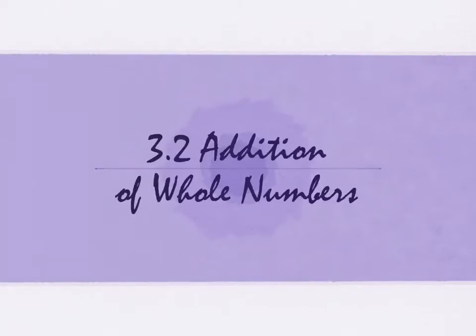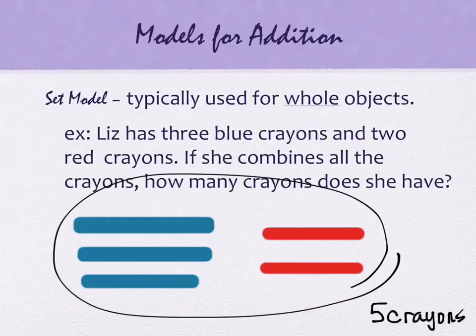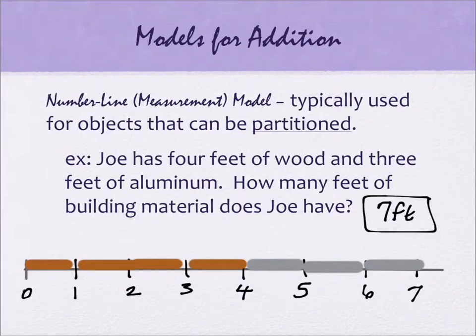We started section 3.2, addition of whole numbers, last time, and we looked at some models, two different models, one being good for objects that are actually sets where we don't worry about how big or how small. I count the blueberries, I don't worry about how big the blueberries are. And then models for addition that are number lines where the size matters, like how many ounces of blueberries do I have? We're working with whole numbers no matter what, because that's what this chapter is about.